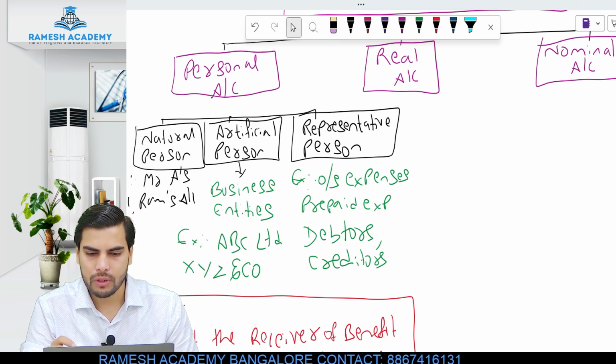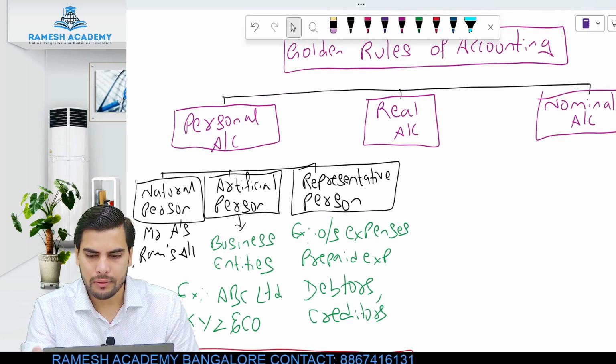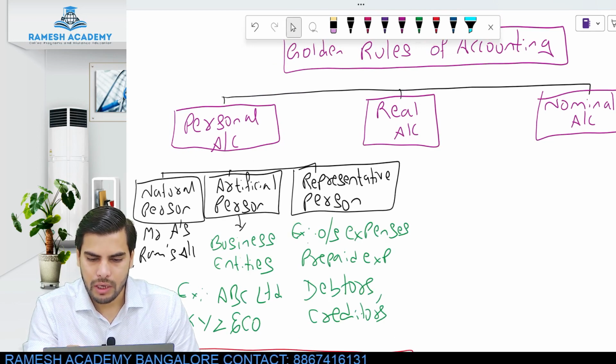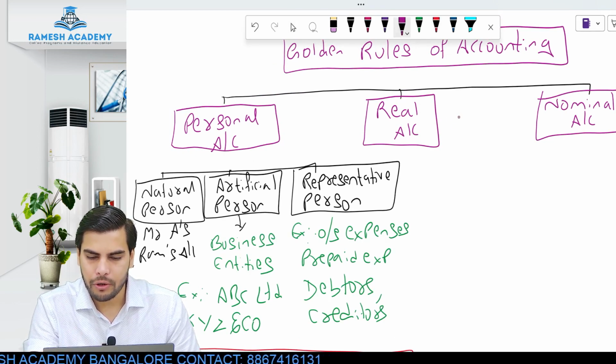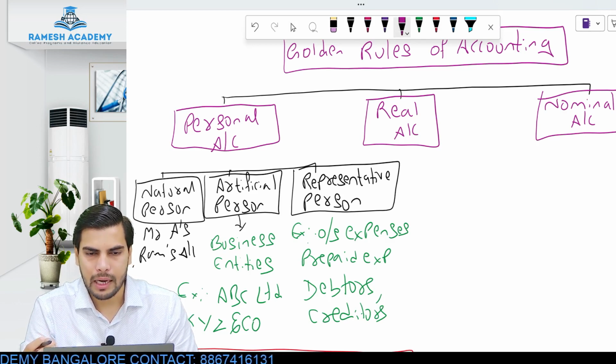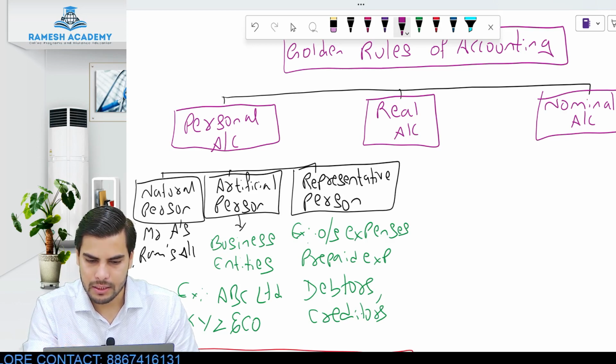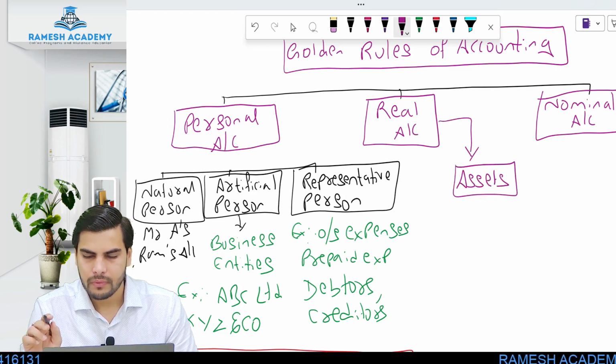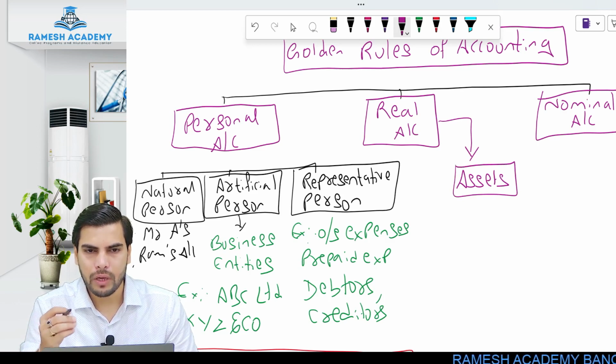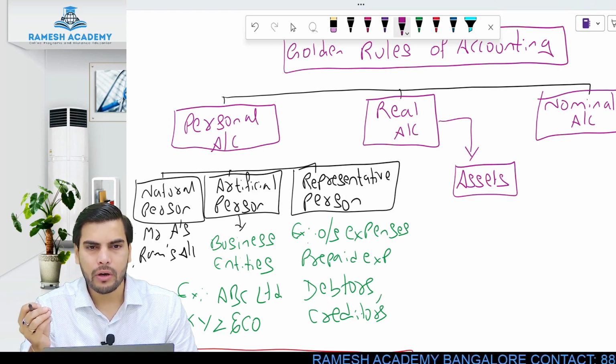Okay, so let's talk about this real account now. So what is this real account? When it comes to real account, we'll be talking mainly about the asset side of the balance sheet. Just remember that when we say real account, we are mainly talking about assets. But an important point to remember is all the assets are not classified under real account. Majority of the assets would be considered as real account, but not all the assets.